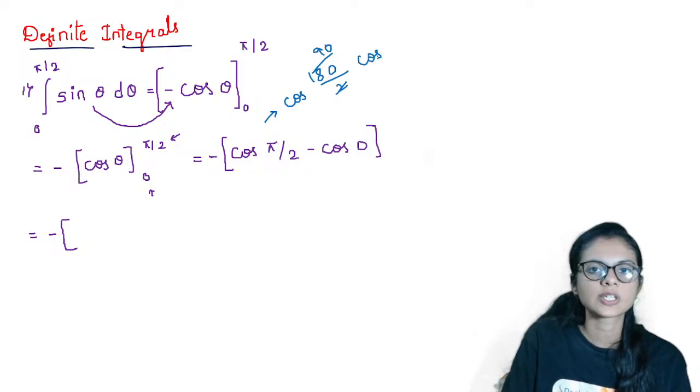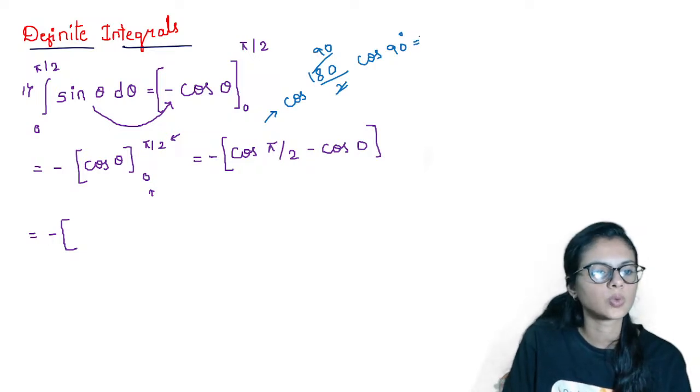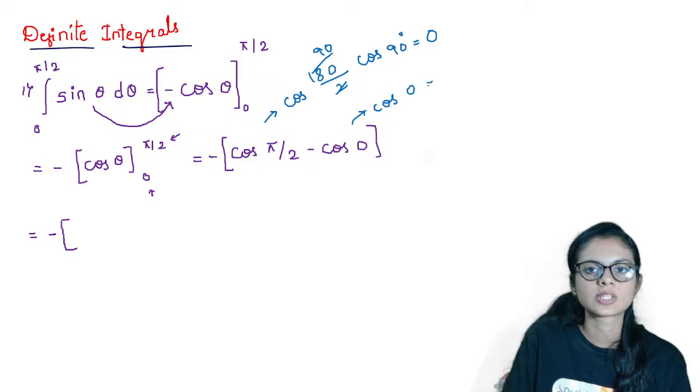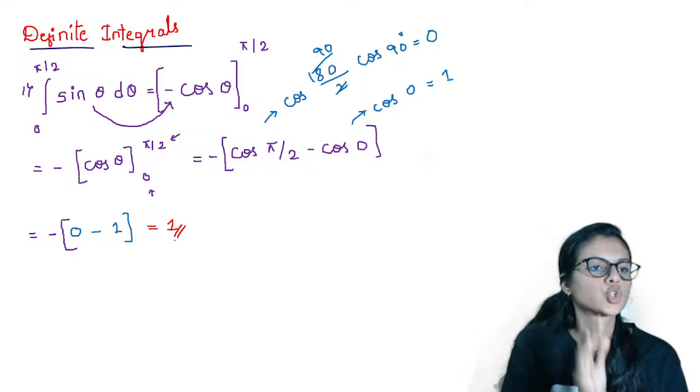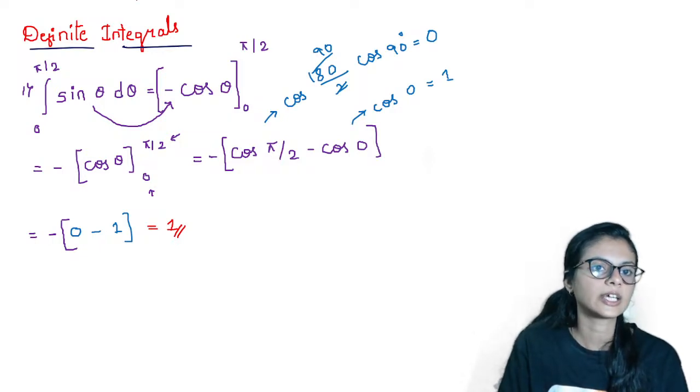What is the value of cos 90 degrees? Cos 90 degrees is equal to 0. Cos 0 is equal to 1. So here it is cos 0 equals 1. So what will be the answer inside? 0 minus 1. Minus into minus will be plus, and what is the answer? That is 1. So this is the way to solve definite integrals.